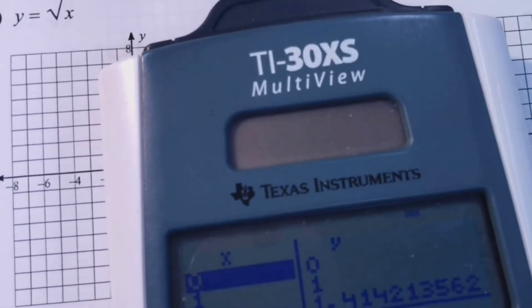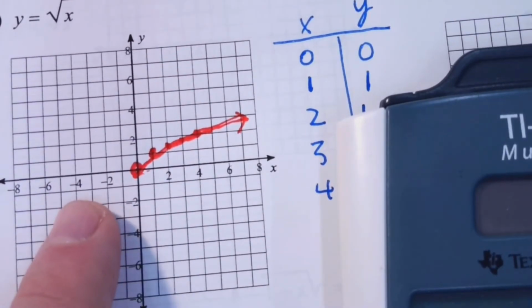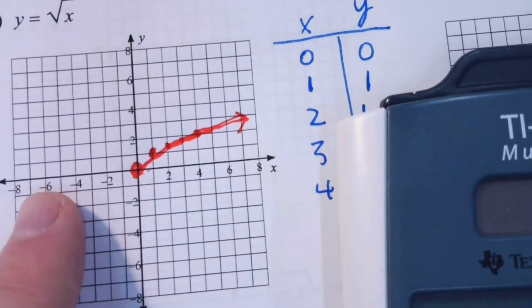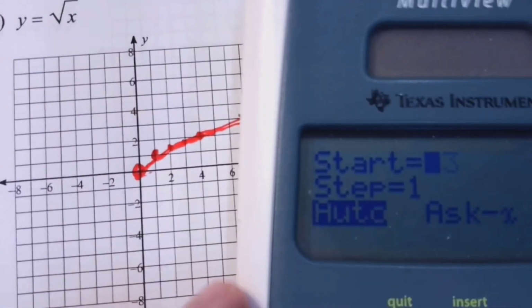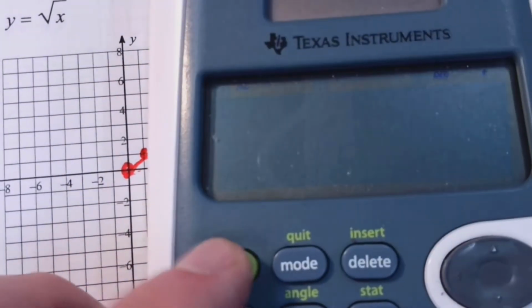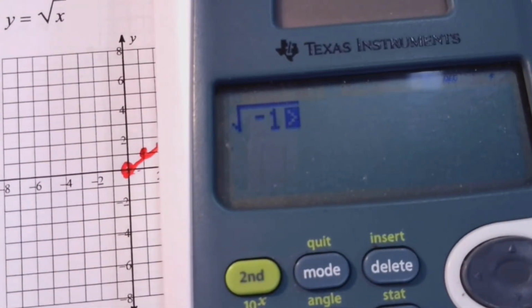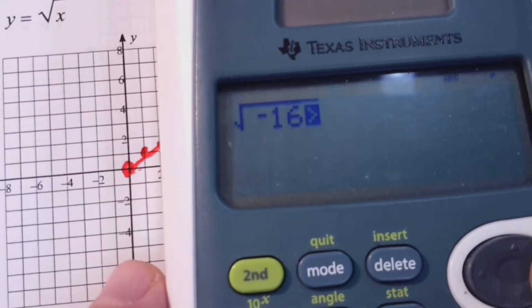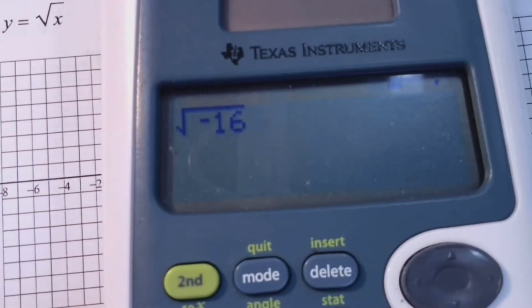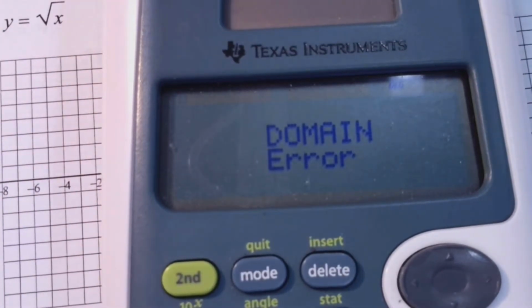All right, so let's look at these errors. Since we can't graph them, do they exist? Can we use negative numbers to do a square root? Let's see. Do this for me real quick: square root of negative 16. What's the square root of 16? 4, right? What do we think the square root of negative 16 is going to be? Domain error. What does domain mean?